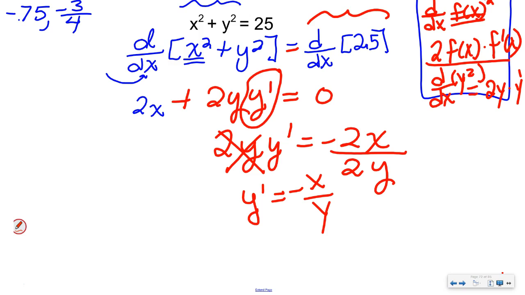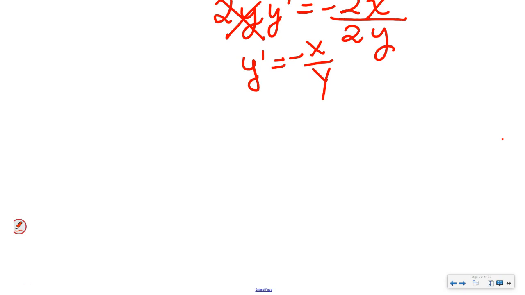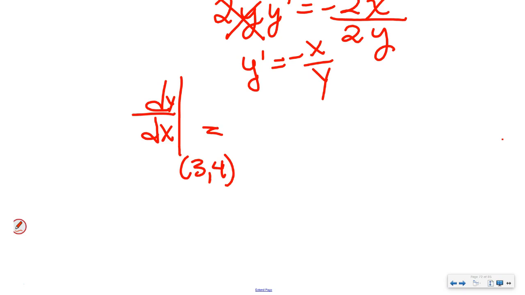But watch when I find the derivative. Remember, this was a circle. I'm trying to find its derivative at the point (3, 4). The derivative at (3, 4) is going to be negative the x coordinate over the y coordinate. Same answer a third way.